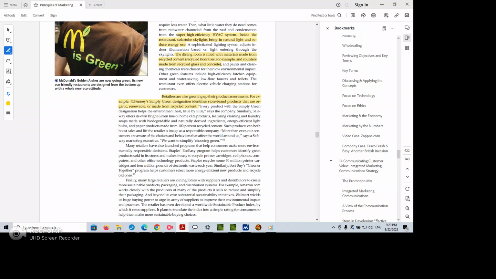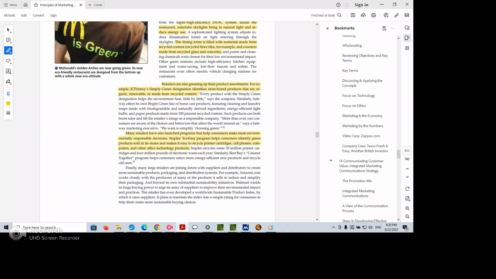Many retailers also have launched programs that help consumers make more environmentally responsible decisions. Staples' Eco Easy program helps customers identify green products sold in stores and makes it easy to recycle printer cartridges, also cell phones, computers, and office technology products. So, supposedly it's cheaper to recycle than to make a new product.